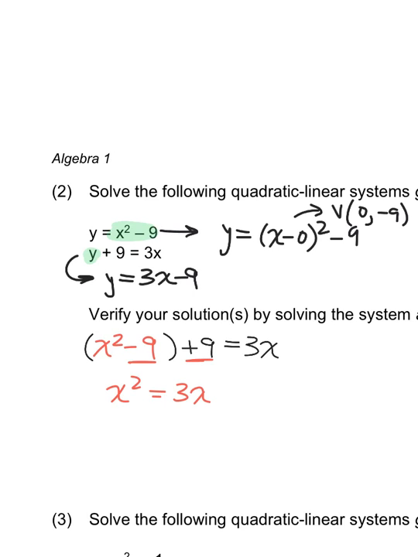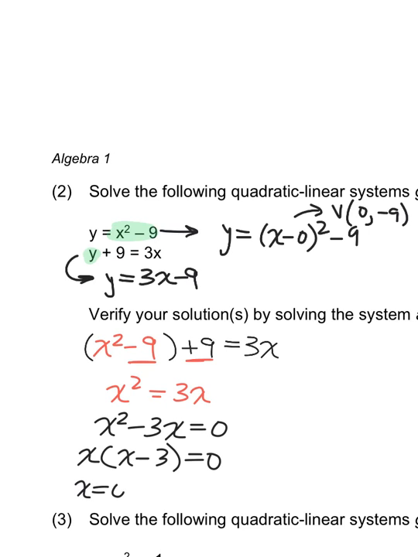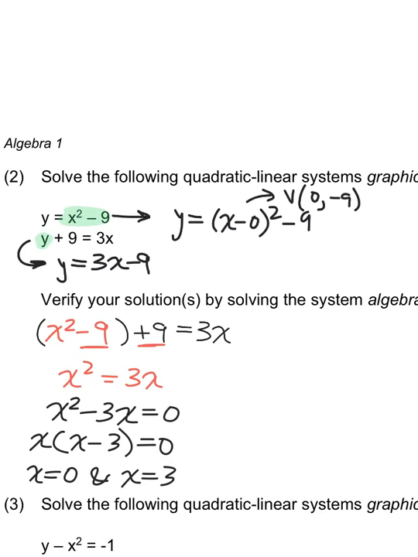It's quadratic, so let me get everything over to the same side. I have a GCF of x that I can pull out. And then I could set each factor equal to 0 and solve, and I get x equals 0, and I get x equals 3. Right, so then it's just a matter of figuring out what the y value is that corresponds with each one of these x values. So that makes it a little trickier.